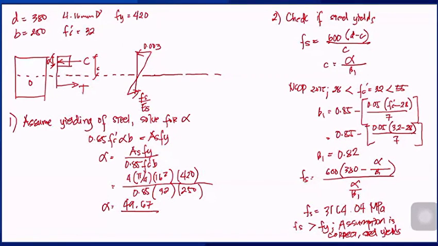So we were correct in the assumption in number 1. So the value of our alpha is correct. Assuming that is not correct, let's say for example your Fs is less than Fy, you go back to number 1. However, in number 1, what you will change is this: the Fy, replace it with Fs.